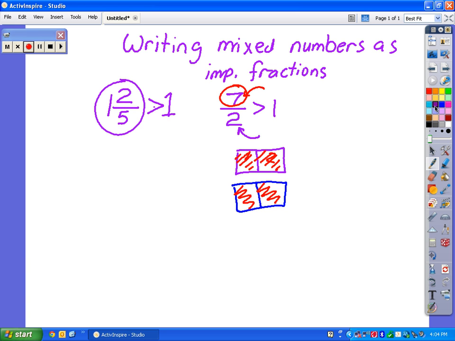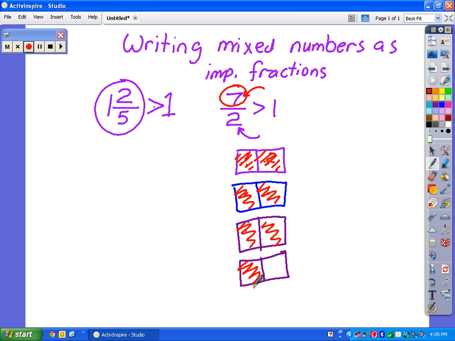I still need more, so I'm going to draw another whole. Again, break it into 2 pieces, and I'll shade these in. We have 1, 2, 3, 4, 5, 6. Our numerator was 7, so once again I need to draw one more whole. Break it into 2 pieces because our denominator said 2 pieces. Our numerator was 7. 1, 2, 3, 4, 5, 6, 7.